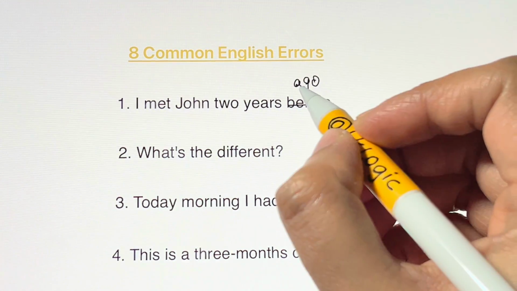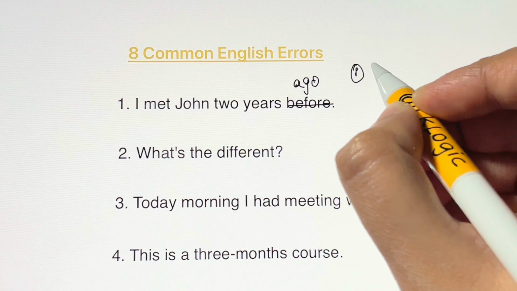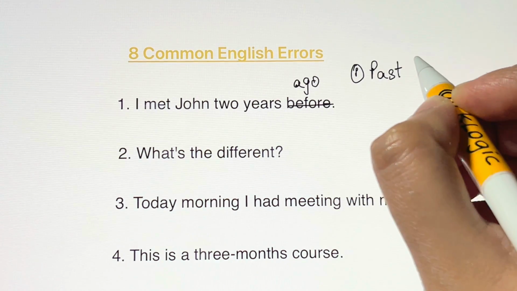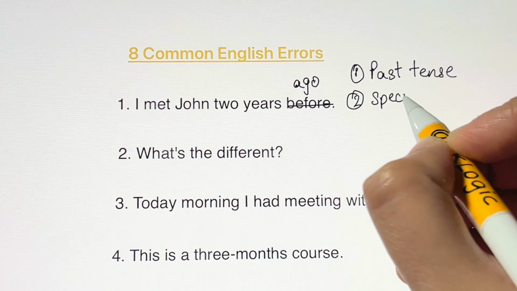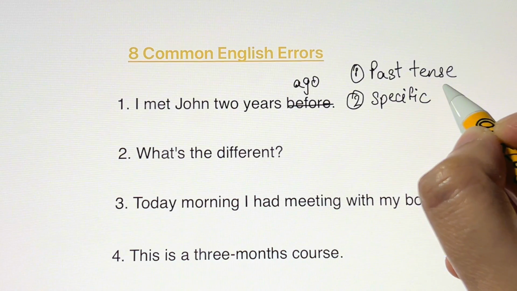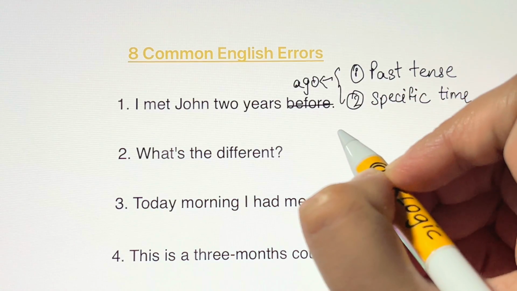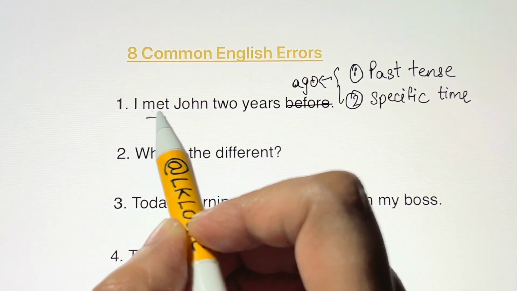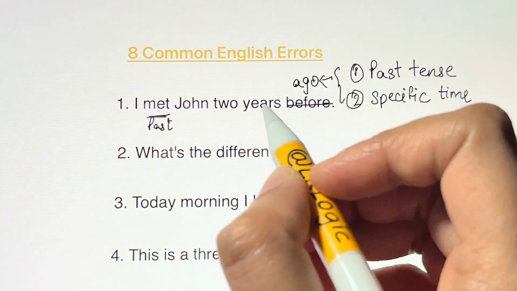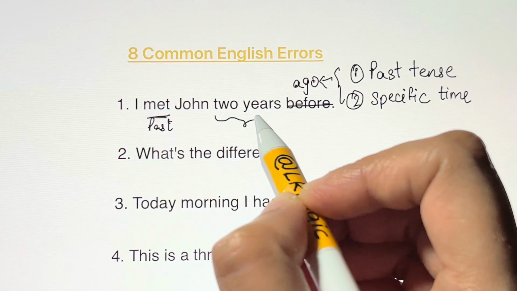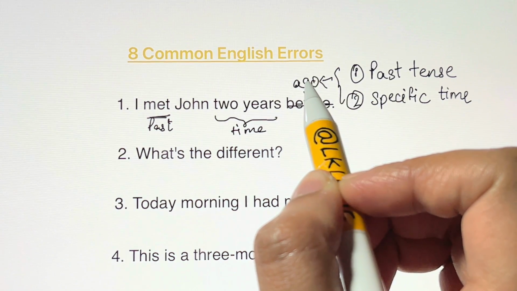And why like that? Whenever you're using ago, you have to remember two things in a sentence. First, the sentence is in past tense. Second, there is a specific time mentioned. So we use ago. Let's see. We have met, so it's a past tense, right? Met is used in past tense, and the specific time mentioned here is 2 years, right? So that's why ago is the proper word to use here.